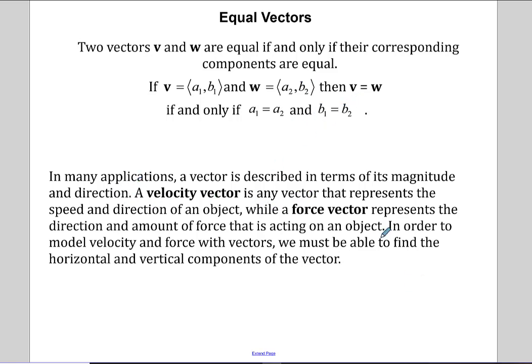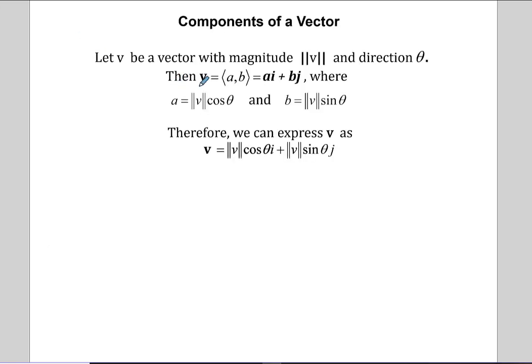So in lots of applications, a vector is described in terms of its magnitude and direction. A velocity vector is any vector that represents the speed and the direction of an object, but a force vector represents the direction and the amount of force that's acting on the object. So in order to model velocity and force with vectors, we have to be able to find the horizontal and the vertical components of a vector. So the components of a vector, see, this is similar to our polar form. We have a is magnitude times cosine and b is magnitude times sine.